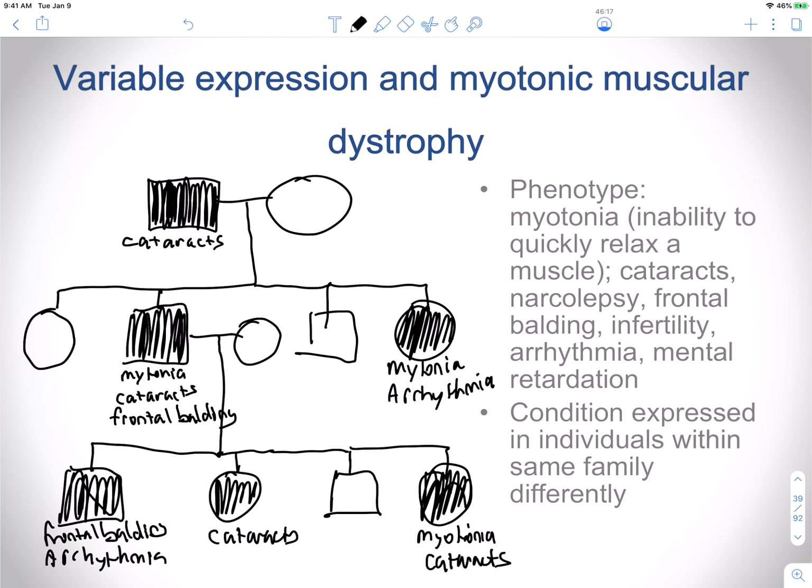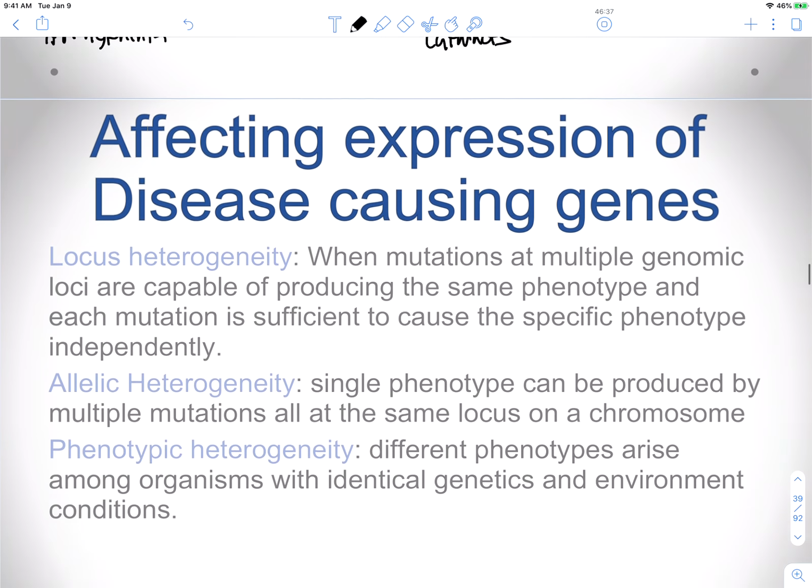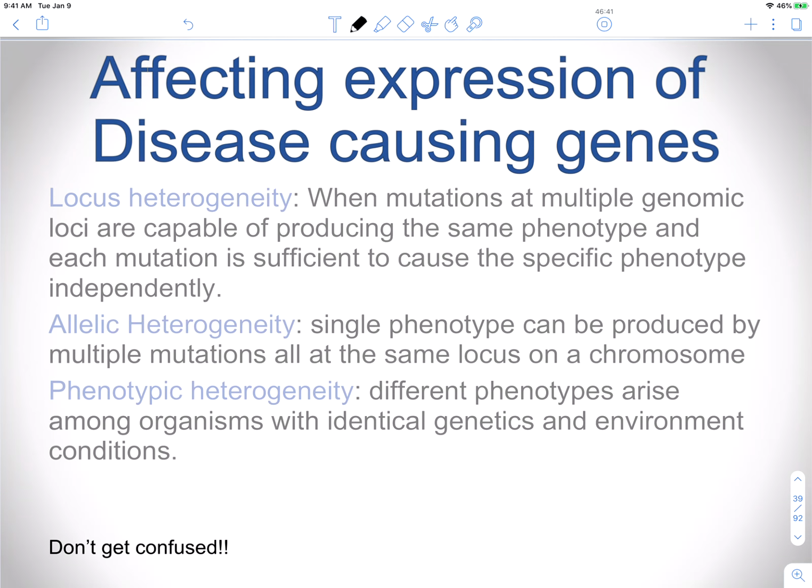So this is just to show that you have multiple people affected by this disease. However, their phenotypes are very different. So the father, the original, had only cataracts, and the offspring of the father had a variety of conditions associated with this actual disorder.